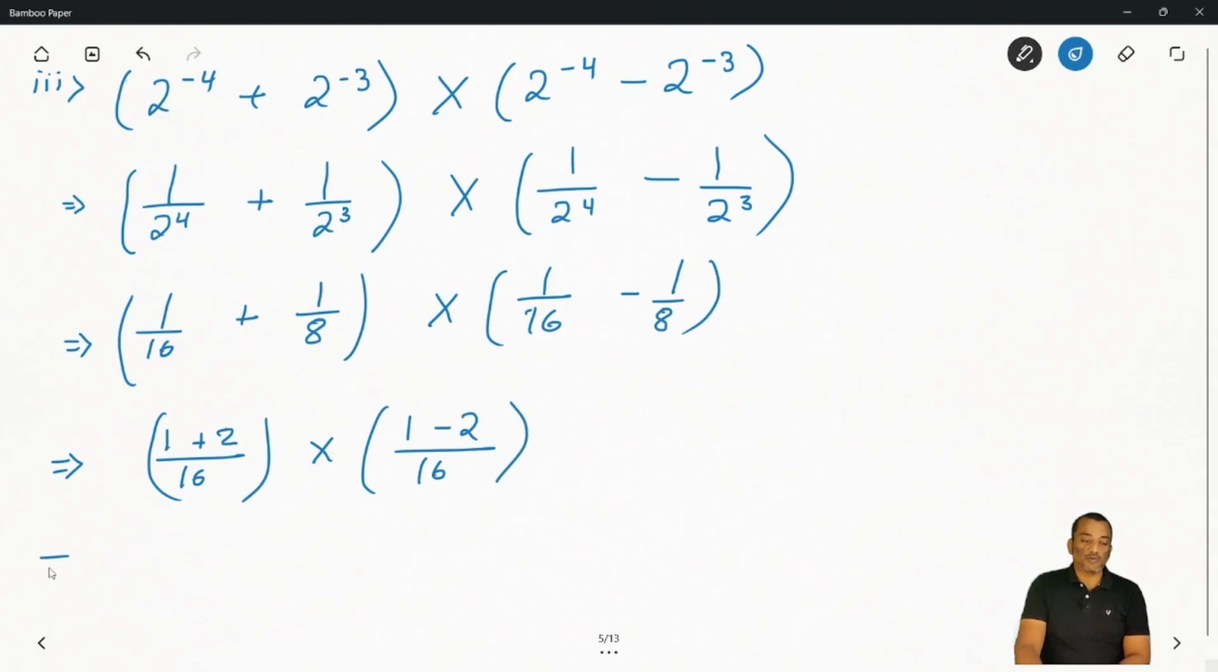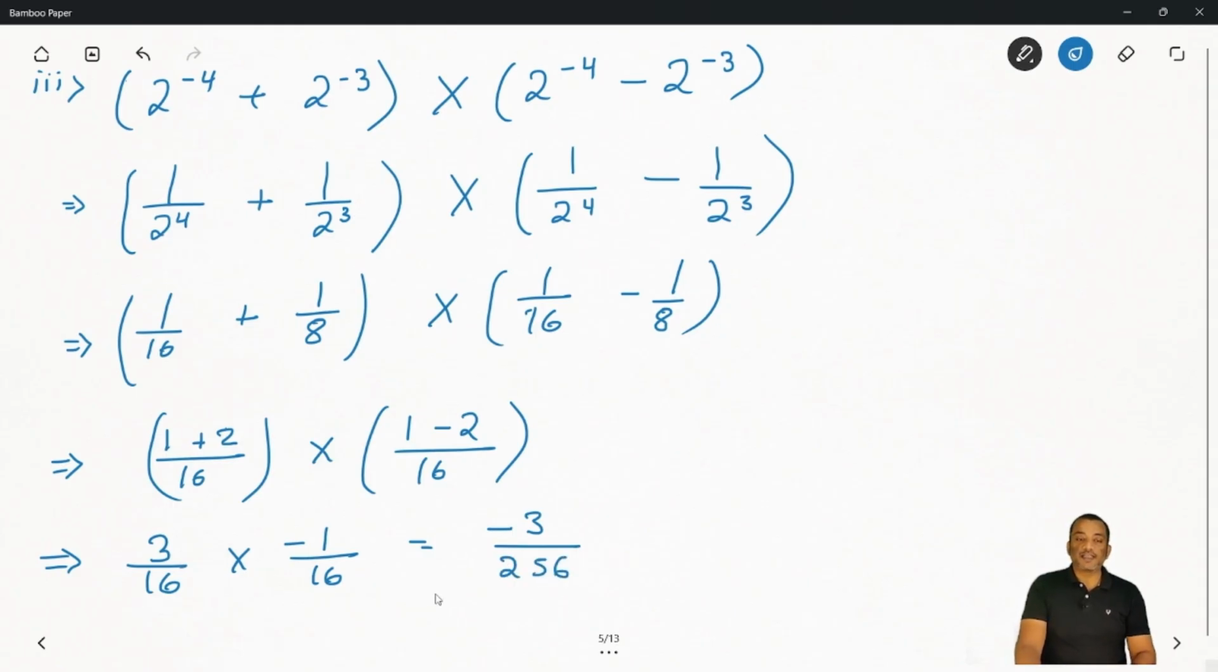So what did you get here? You will get 3 by 16 multiplied with minus 1 by 16. So here it is fraction multiplication. 3 will multiply with minus 1, so you will get minus 3. And now 16 will multiply with 16. You will get 256. Hope it's clear.